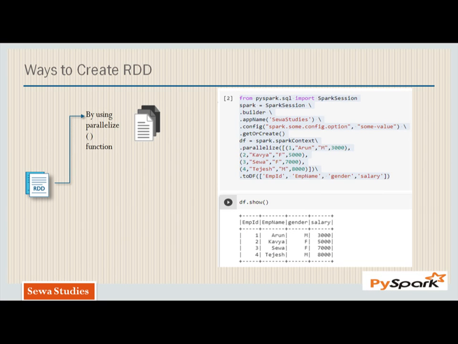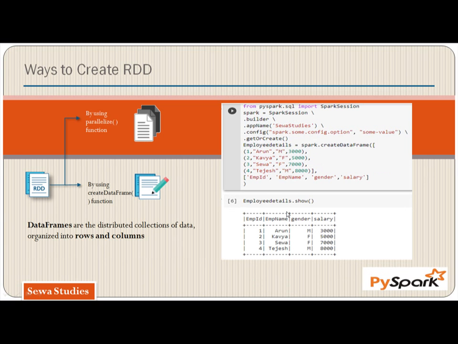Next, the ways to create an RDD. First is by using the parallelize function. We have the same function: from pyspark.sql import SparkSession. First we create a Spark session, then call the Spark context, then define the parallelize and pass the data and df.show, so you can see the output of your data sets.